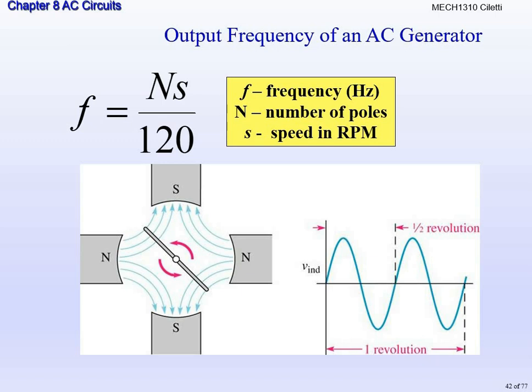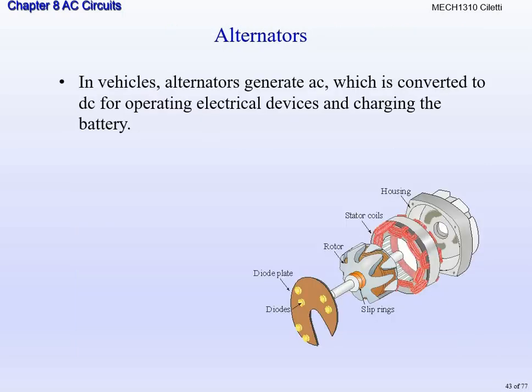Okay, and then we're going to generate a specific frequency. The 120 is the voltage. Okay, so we have 1, 2, 3, 4 poles. So it's going to be 4 times whatever speed we're generating, divided by 120.